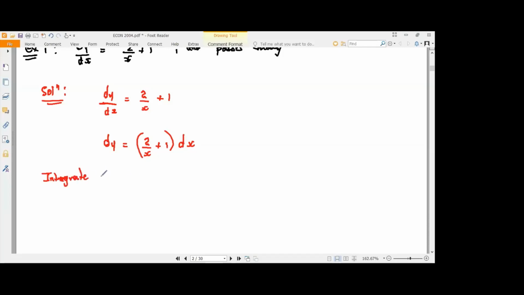So remember, when you integrate, you're going to get an integral curve. So I'm going to integrate both sides now, right? When I integrate, I'm going to get the integral of dy is equal to the integral of 2 over x plus 1 times dx. I don't want to go down too far, so I'm just going to come up top here now. Ready? Now, some of you are probably wondering, how am I going to integrate dy?